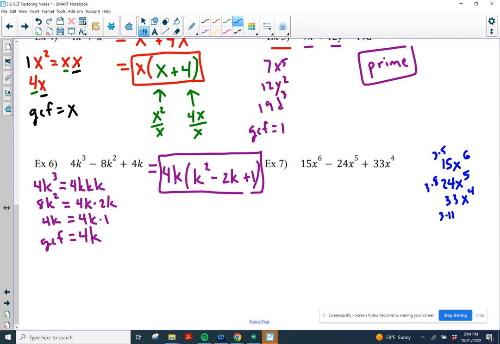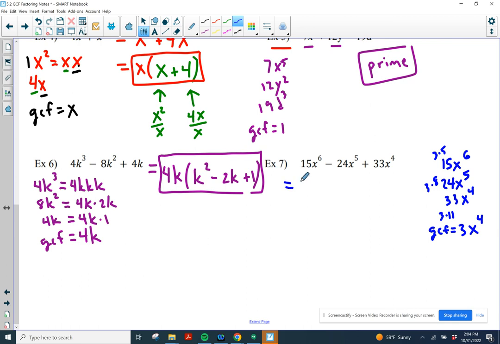Can I get more for my coefficient of my GCF? Can I get more than just a 3? No, I can't, because 5, 8, and 11. 5 and 11 are both prime. There are no common factors there. So 3 is going to be the coefficient of my GCF. And then what power of x do I have to have? I have to have x to the 4th. Remember, it's that smallest power. Okay? It's always that smallest power. So my GCF is 3x to the 4th.